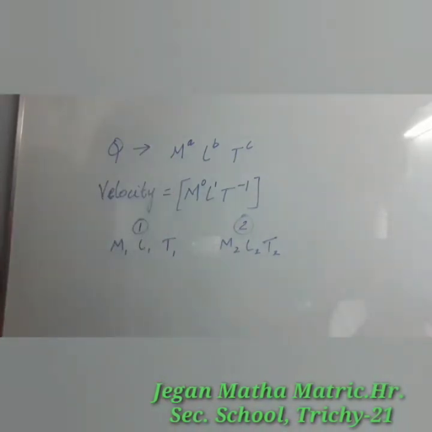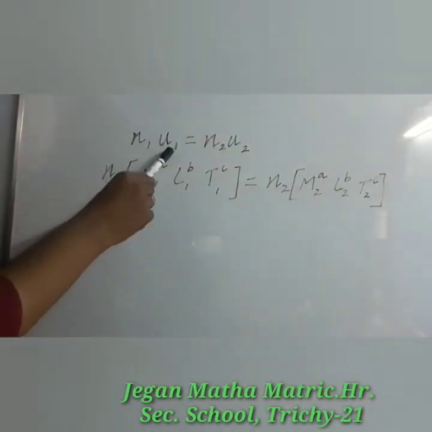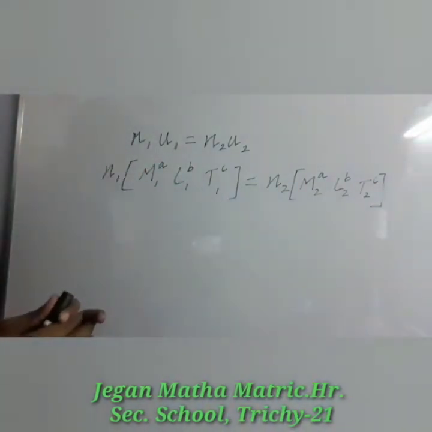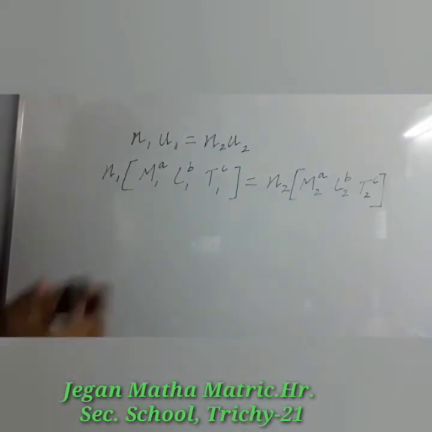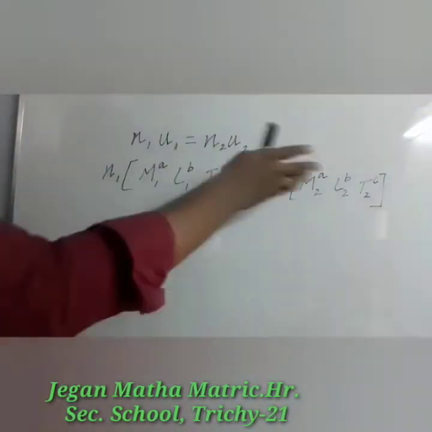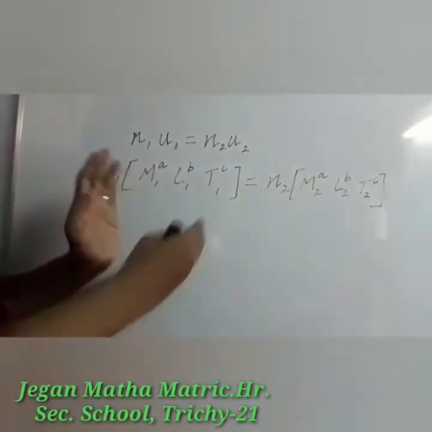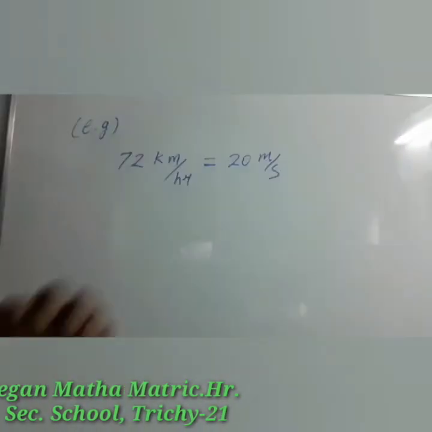We can write, in the previous expression, n1 u1 is equal to n2 u2, we have taken. So we have expanded with the dimensions. Within the bracket I have written the dimensions. Using the dimensions, both the sides will be equal. Remember that the power values are the same. Here I have written the first system of units, and here the second system of units.